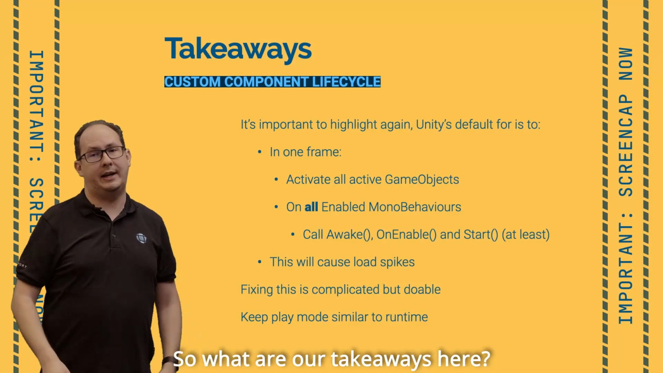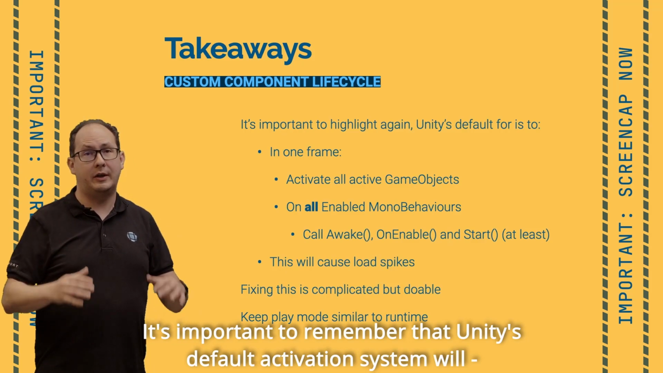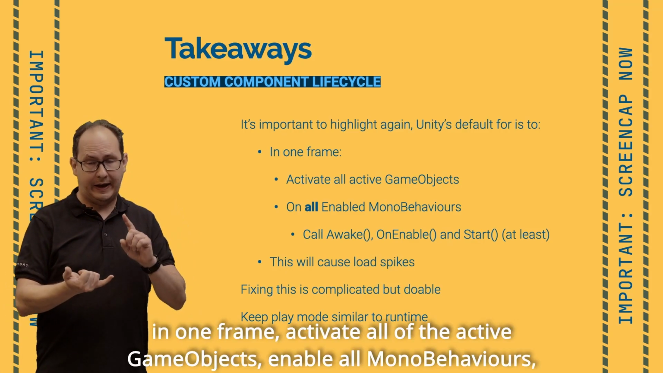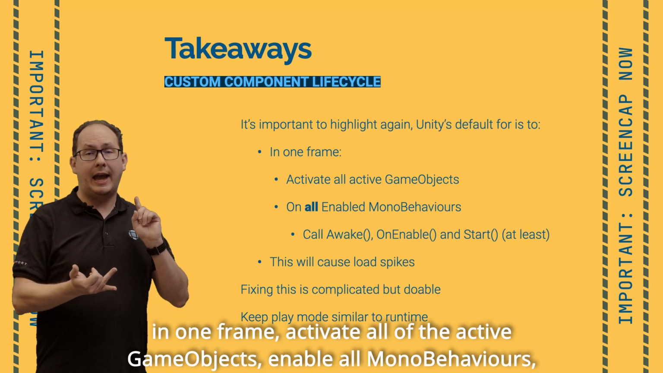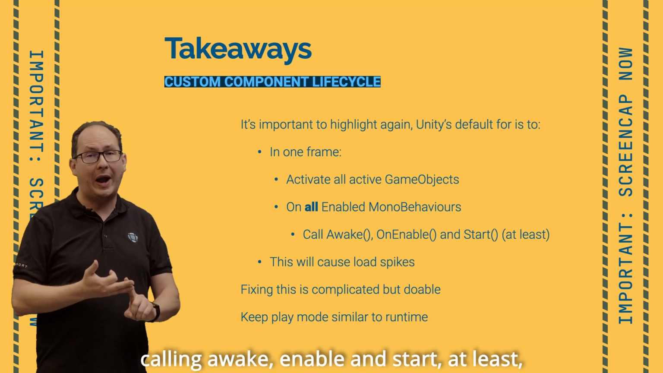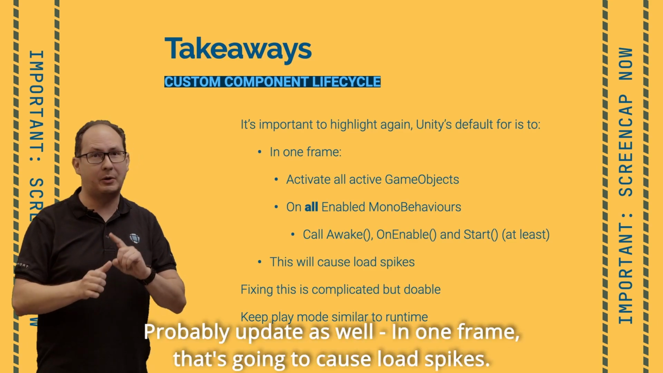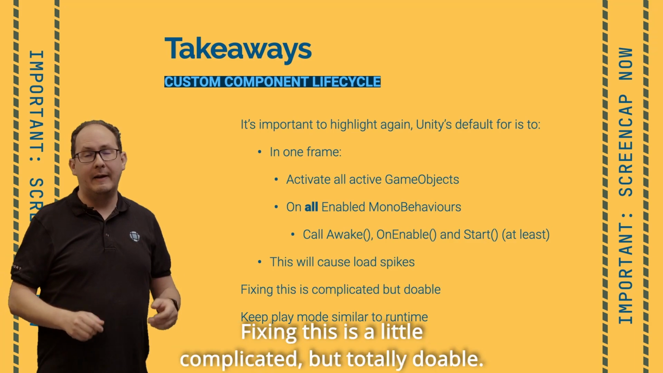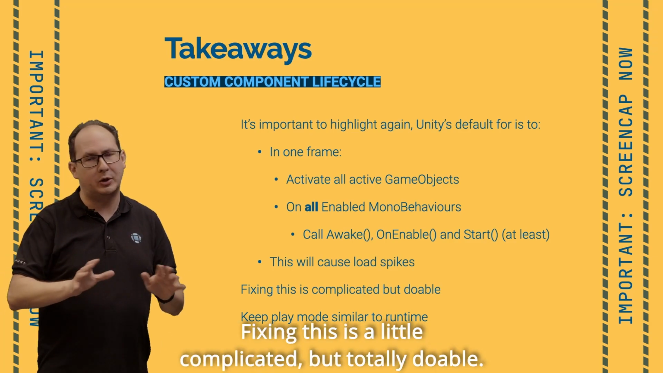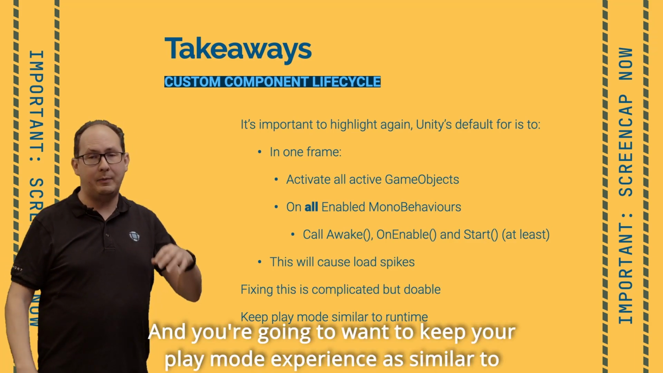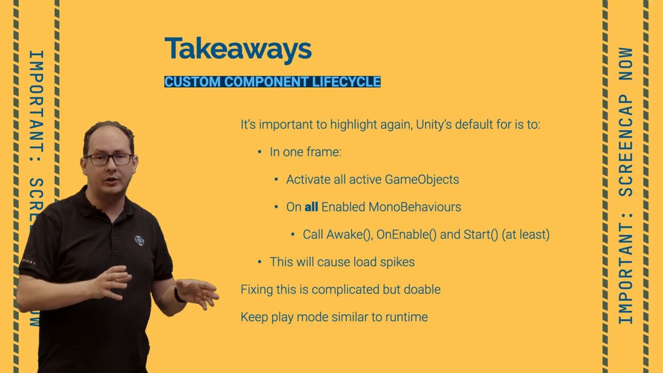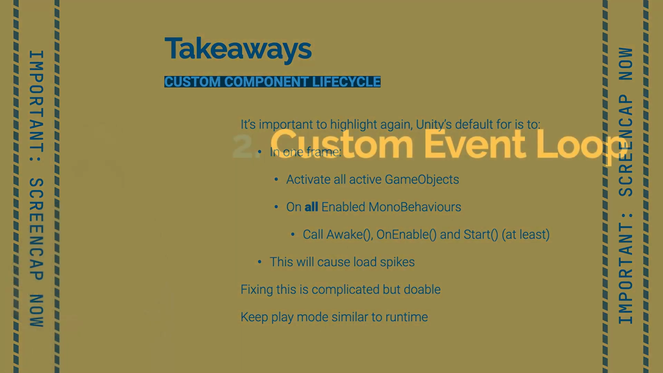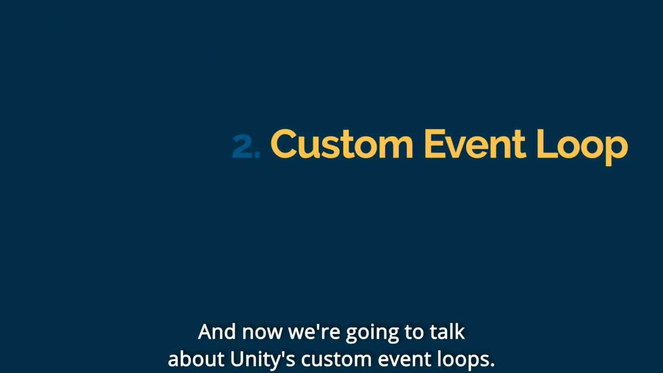So what are our takeaways here? It's important to remember that Unity's default activation system will, in one frame, activate all of the active game objects, enable all MonoBehaviours, calling Awake, OnEnable, and Start at least, probably Update as well, in one frame. That's going to cause load spikes. Fixing this is a little complicated, but totally doable. And you're going to want to keep your play mode experience as similar to runtime as possible. That way, you're going to debug in the editor where it's a lot easier. And now we're going to talk about Unity's custom event loops.